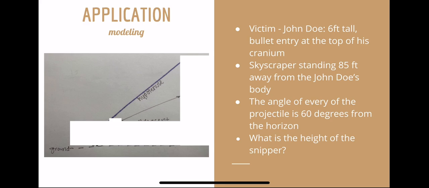The angle of the projectile is 60 degrees from the horizon. The horizon being the adjacent side right here, being the 85 feet. So the angle is 60 degrees. Now we are asked, what is the height of the sniper? Now we can put x as from where the sniper is, past the bottom of the triangle, to the ground.